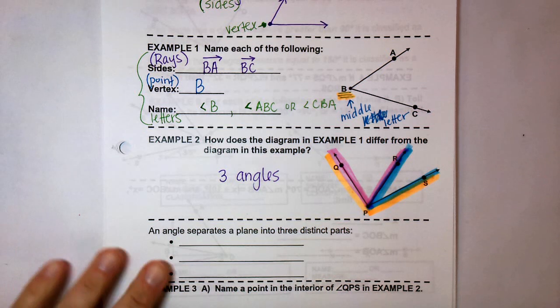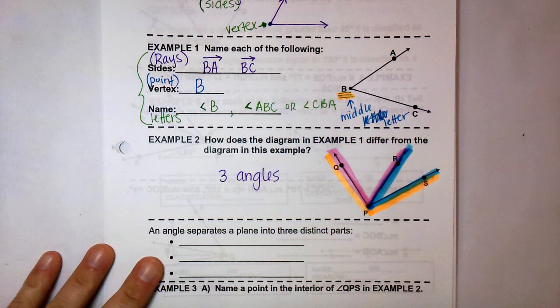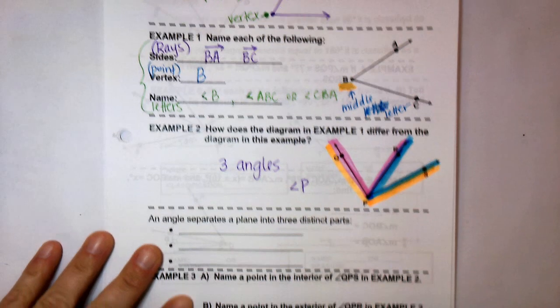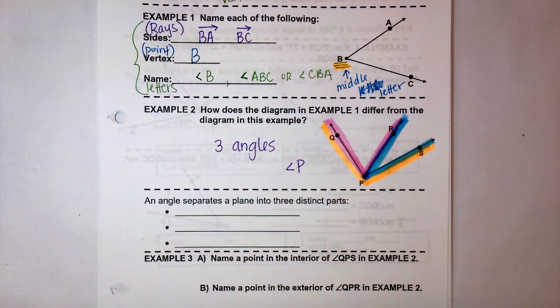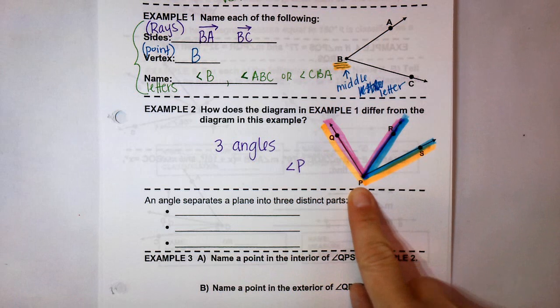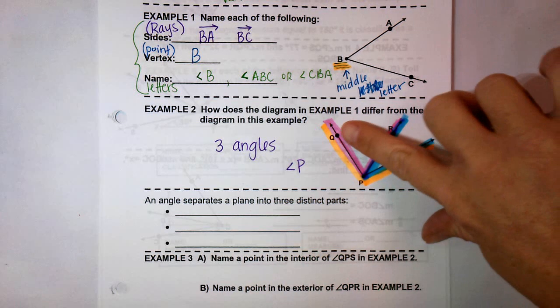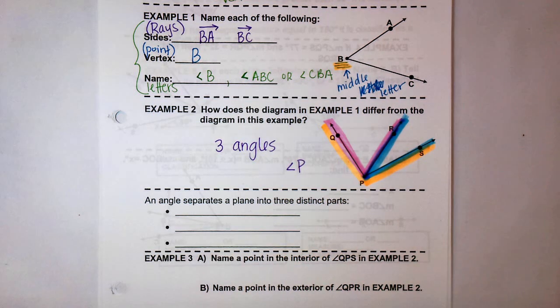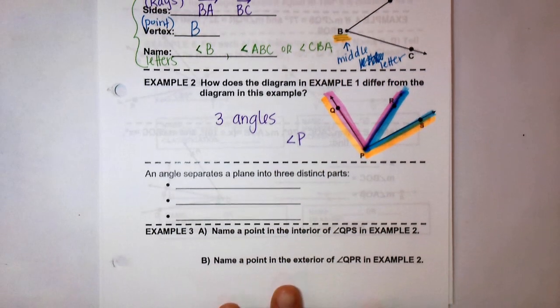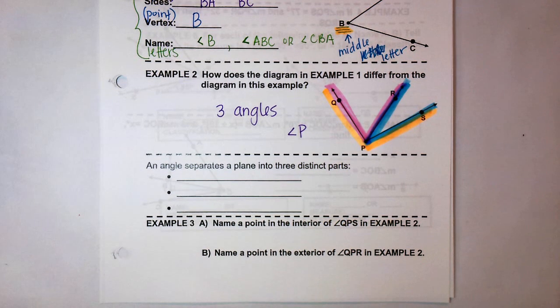Can I say, if they ask me to label the angles, can I put angle P on this? If I say angle P, do you know which angle I'm talking about? No. So can I use a single letter if there are multiple angles coming from one vertex? Maybe you can use P as the vertex. Yes, you can use P as the vertex, but you cannot use P to label the angle because it's coming from 3 different angles. Does that make sense? You would have to say QPR, so I know that you're talking about the pink angle.